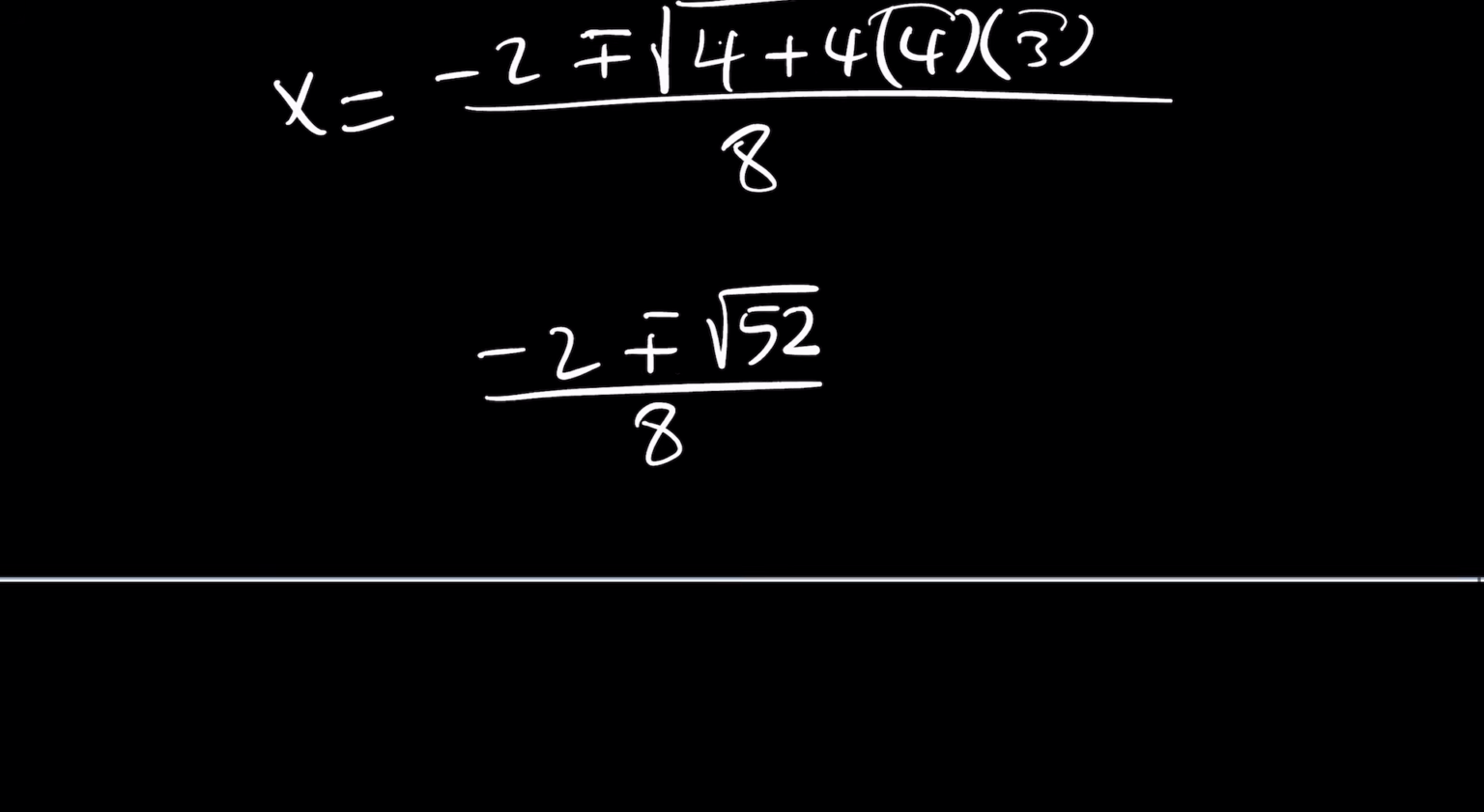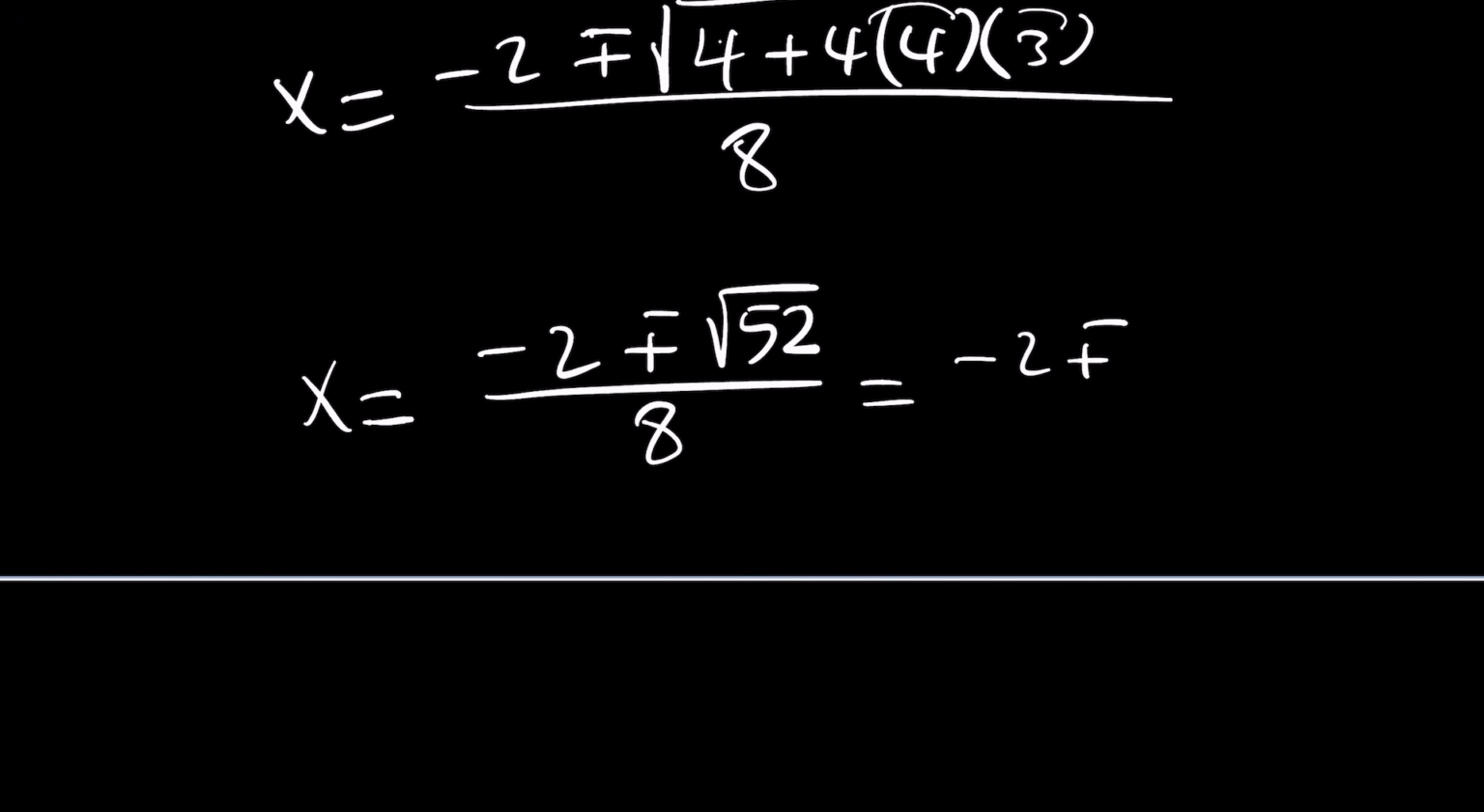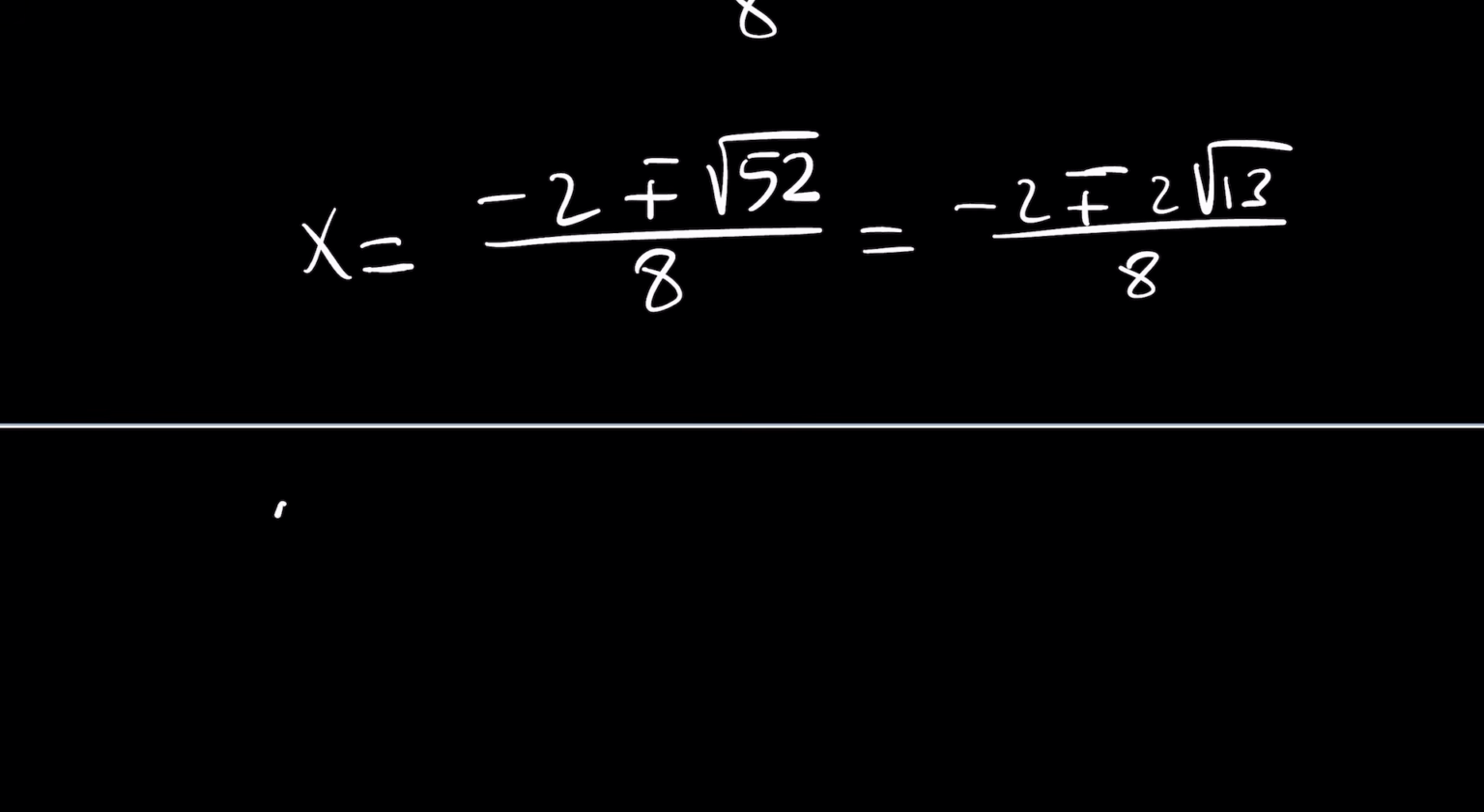And I think we can simplify this. This will be negative 2 plus minus 2 root 13, because 52 is 4 times 13. And from here, I get x equals negative 1 plus minus root 13 all over 4. Now, here's the painful part. You've got to find y.